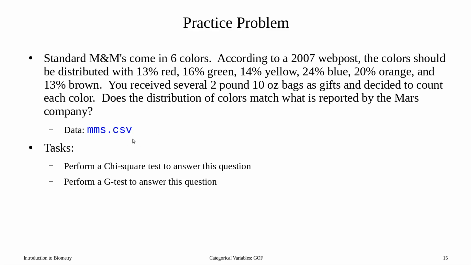Well, our data is going to be found in mms.csv. I want you to download it, import it, view a frequency table, or create a bar graph, and then perform both a chi-square test and a g-test to answer this problem. You should also think, why can't we run a binomial test? So go ahead, download this data file, and run our chi-square and g-test. Just remember, the counts that you pass it have to match the order of the probabilities that you give it.